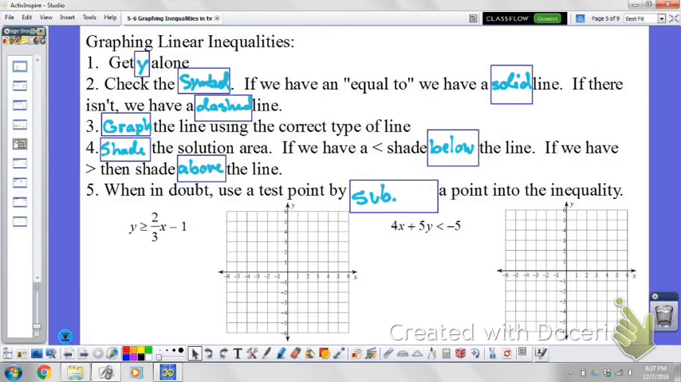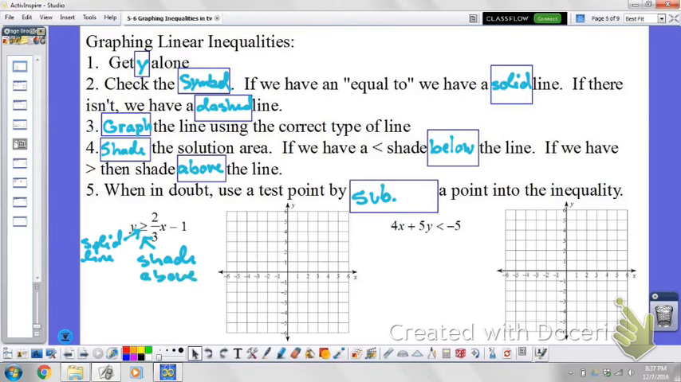So let's go ahead and graph our first inequality. y is greater than or equal to 2/3 x minus 1. So y is alone. We can go ahead and skip step 1. Let's go to step 2, and we're going to check the symbol. I see an equal to. That means I know I'm going to have a solid line. And I also see a greater than, and that tells me I'm going to shade above the line.